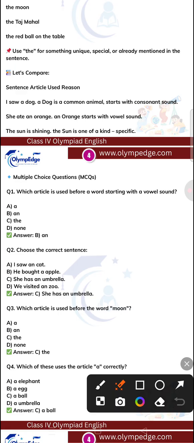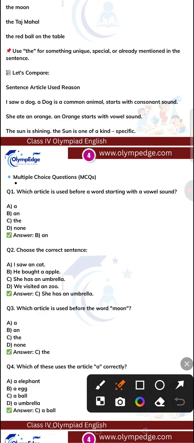Then the next sentence we have is the sun is shining. Here the article that we have used is the, right? So why are we using the here? Because sun is one of a kind. Sun is a particular thing, right? It is one of a kind. There is only one sun. So we use the, so that we can make it clear that sun is a specific thing.